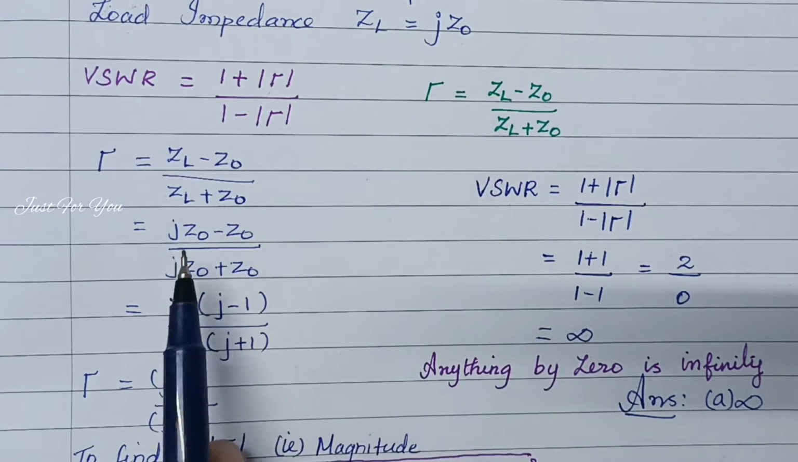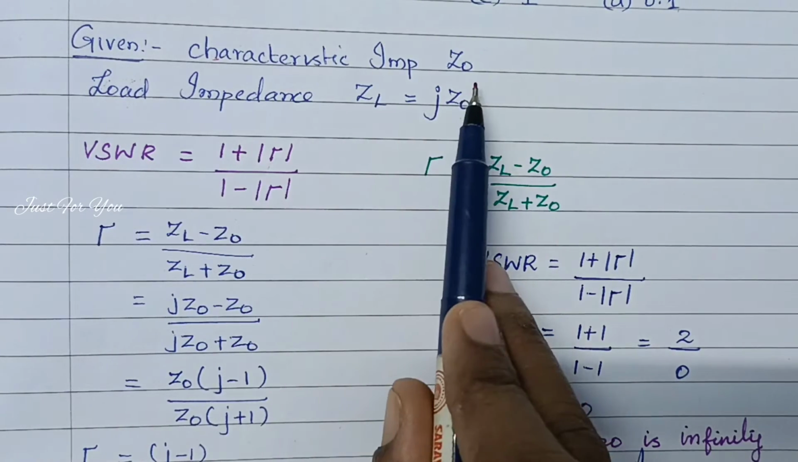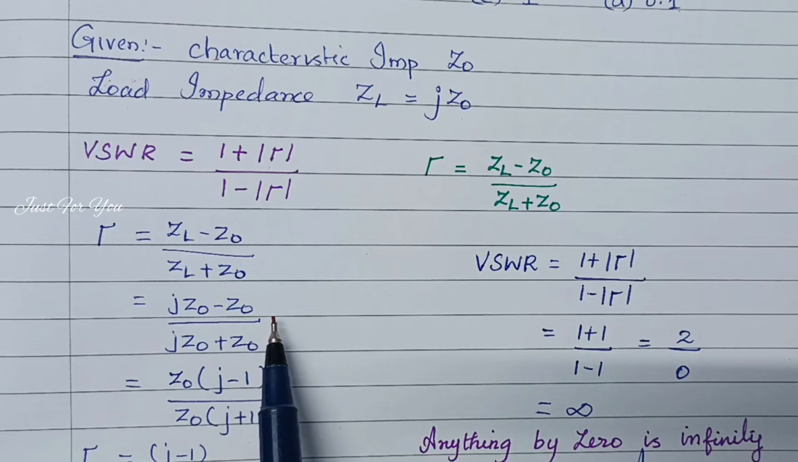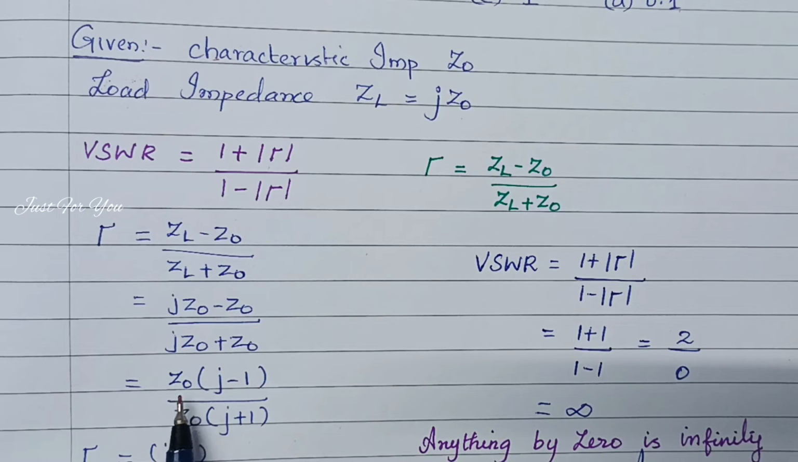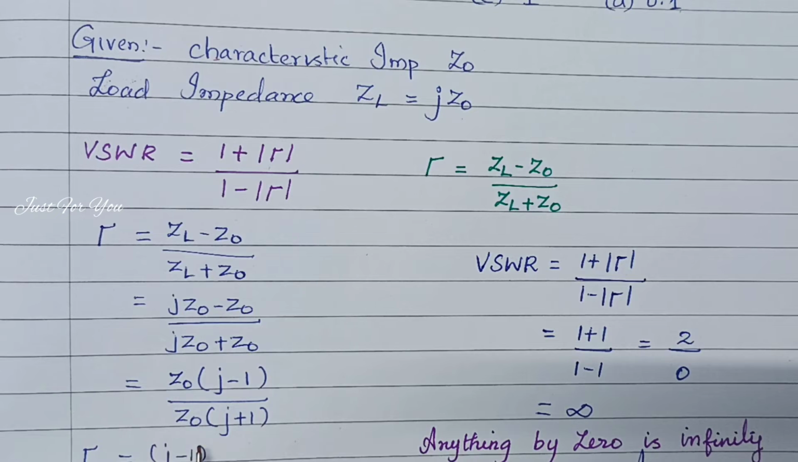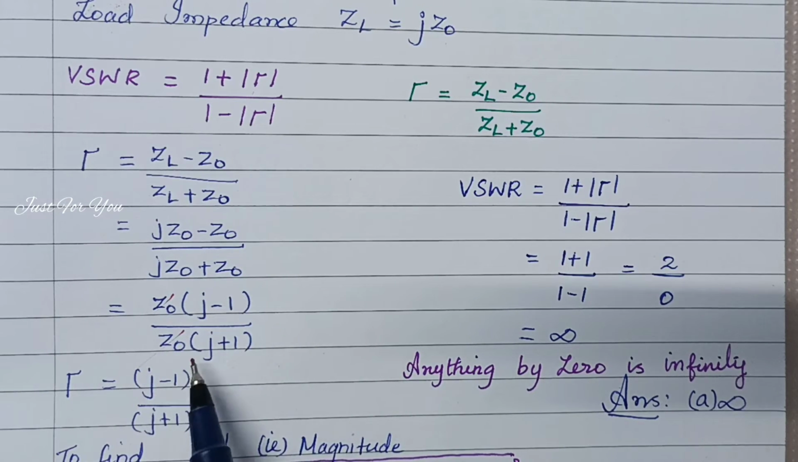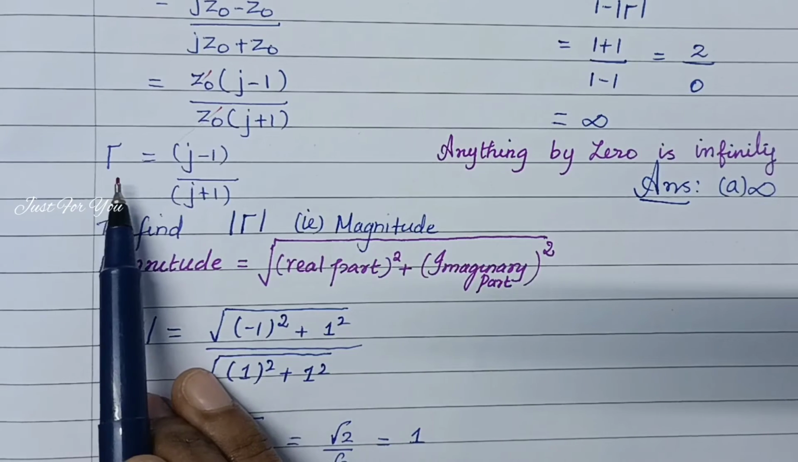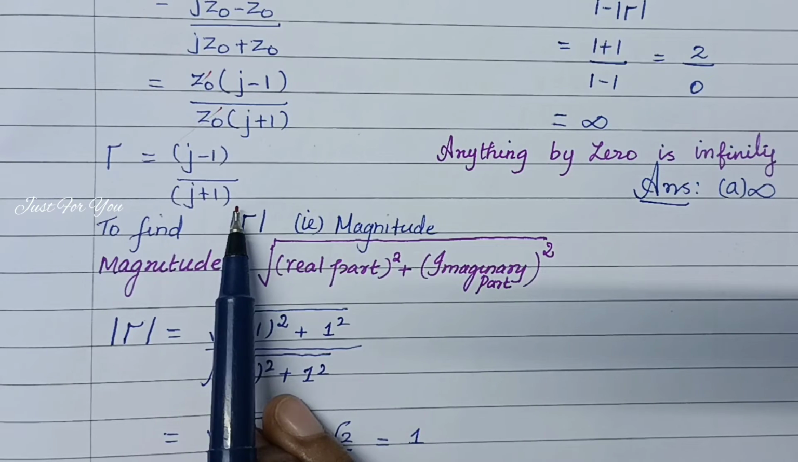ZL is jZ0. So I am writing jZ0 minus Z0, so (jZ0 minus Z0) by (jZ0 plus Z0). Now in the numerator we have to take Z0 common. We are taking Z0 outside. We will get (j minus 1) by Z0 into (j plus 1). Cancel this Z0 and Z0. So we will get (j minus 1) by (j plus 1). Finally the reflection coefficient is (j minus 1) by (j plus 1).